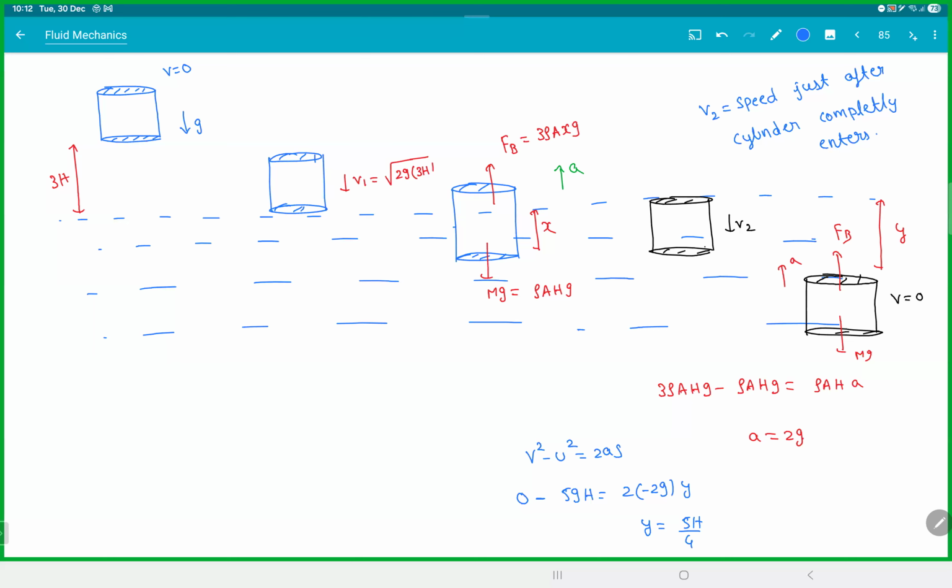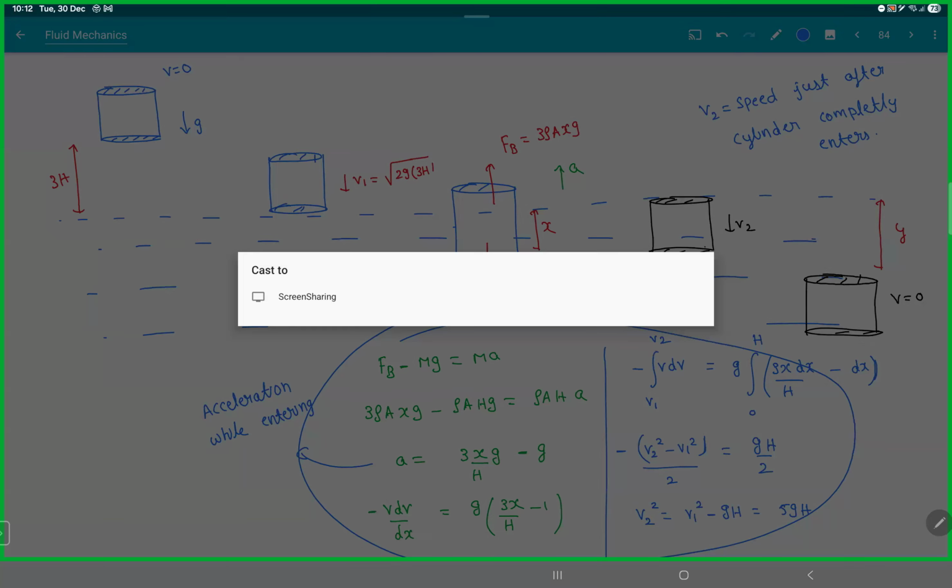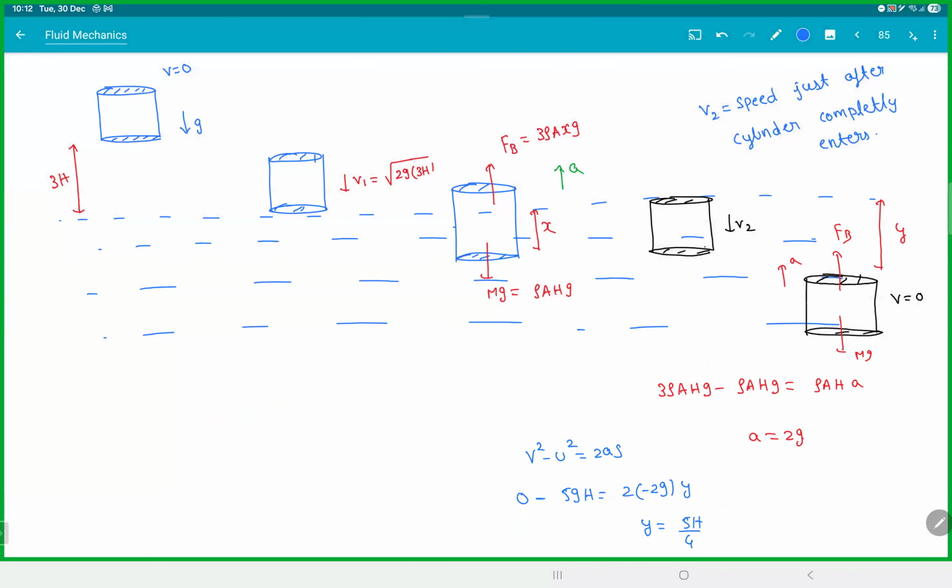Is this clear, everyone? Clear what we did, but did you get the whole process? While falling in the air, a is g, constant, you know how to do. While entering is the headache part. While entering, this is the scenario. You have to integrate and get this. Once you completely enter also, it is easy because a becomes again constant. You can finish off with kinematics.